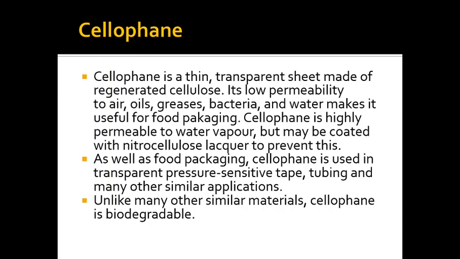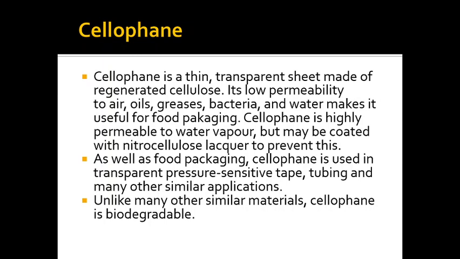So cellophane. Cellophane is a thin transparent sheet made of regenerated cellulose. Its low permeability to air, oil, greases, bacteria and water makes it useful for food packaging. Cellophane is highly permeable to water vapor, but may be coated with nitrocellulose lacquer to prevent this.